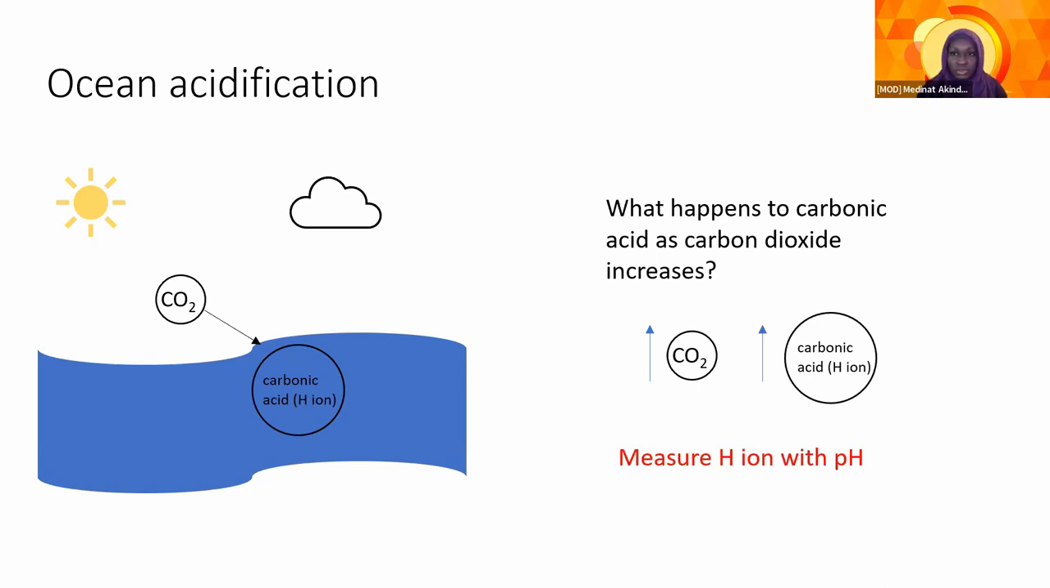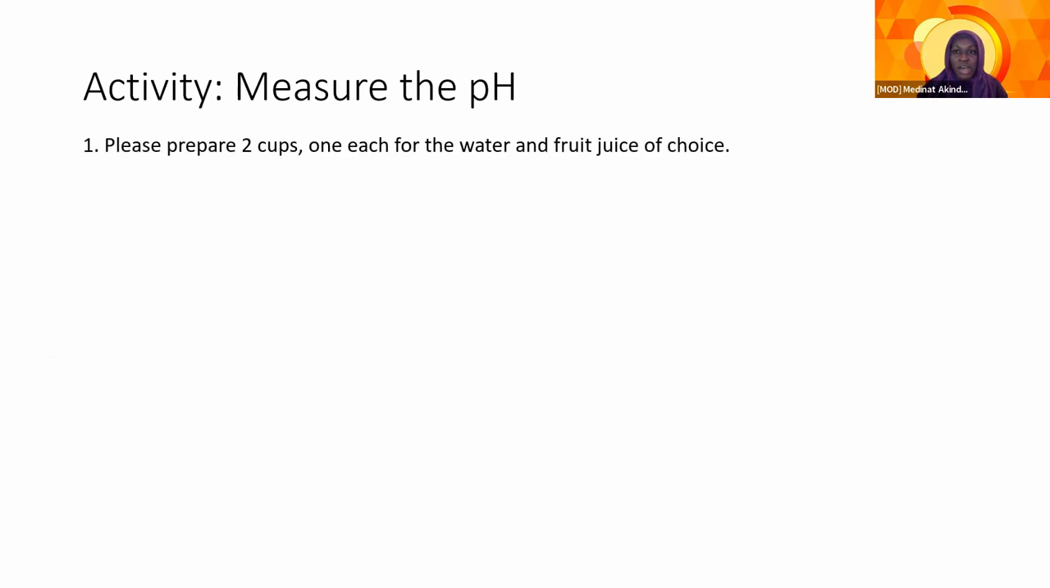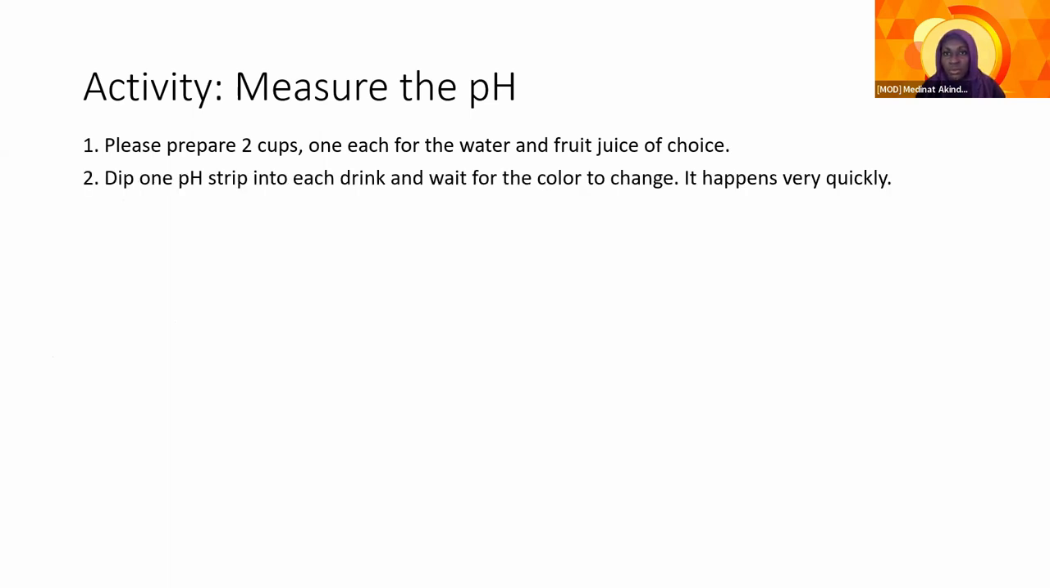So that leads us into our activity. If you haven't already, you can prepare your cup of water and your cup of fruit juice. So now we're going to measure the pH. So I have apple juice, you can see. We can dip the pH strip into the apple juice, and the pH should change very quickly.